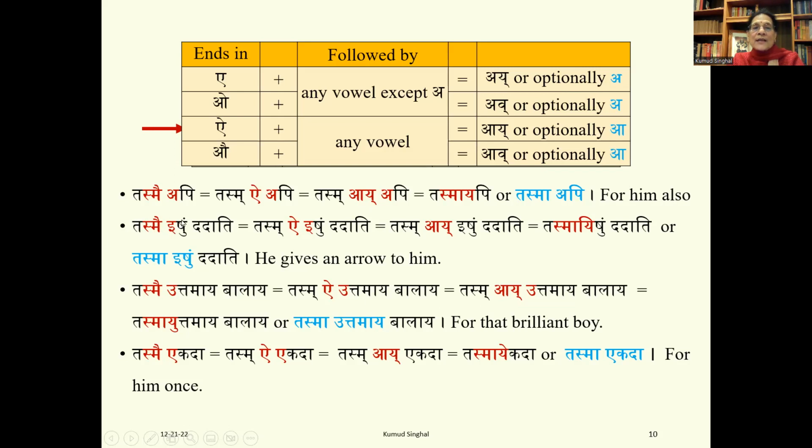Same here, tasmai ishum. So now I have given the example where this I is followed by E, U, A, and so on. And in all these cases, you will have the similar syntax. And in the optional case, tasmai will be replaced by tasma. Tasma api, tasma ishum, tasma uttamai, tasma ekada, and so on.